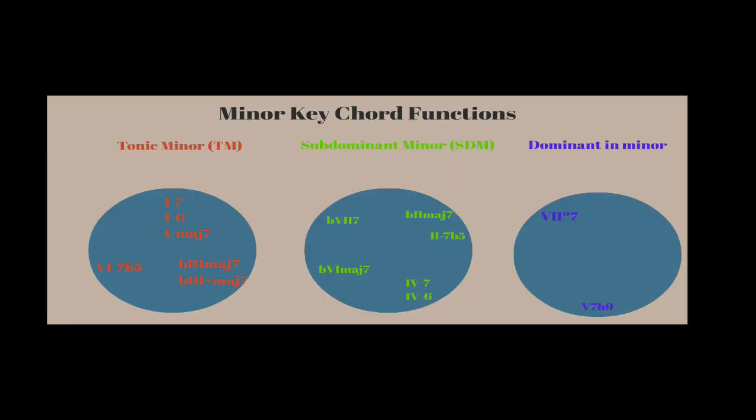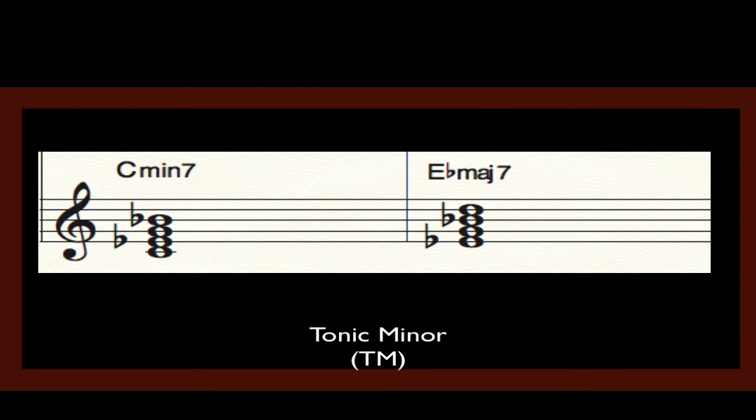Let's take a moment to briefly review the harmonic function of chords from minor keys. Be sure to refer to the video on composite minor. Now, in minor keys, we have tonic chords, subdominant minor chords, and dominant functioning chords. The most typical tonic minor sounds are 1 minor and flat 3 major.